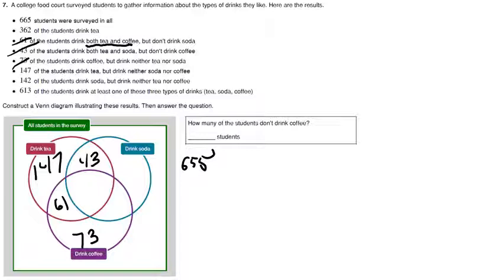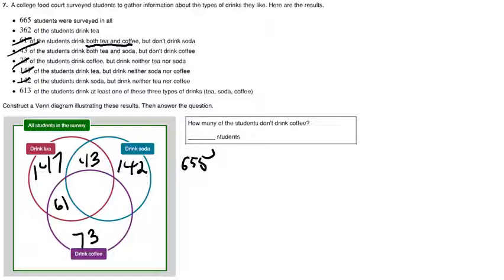42 of the students drink soda, but they don't drink tea or coffee. So they're only soda drinkers. Only soda drinkers are 142, and they have to be right here. Because again, if you're anywhere else in the soda circle, you're drinking tea, you're drinking all 3, you're drinking coffee. They're only soda drinkers, so they have to be here. Once again, we know where these numbers belong right now.